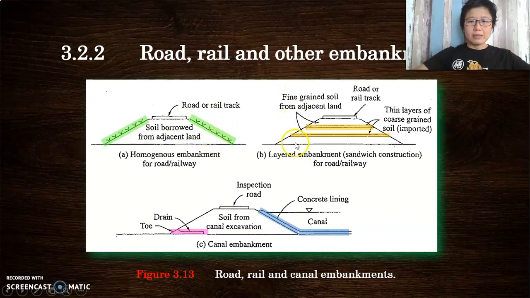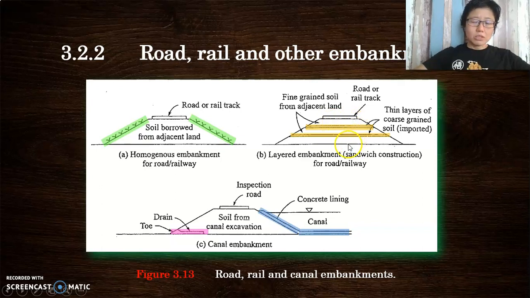The second type is a layered type. As you can see, the yellow strips that I put in there for you are actually the fine grained stuff that you can find in adjacent land, meaning that on site you could find these, whereas the other layers, coarse material, are imported.